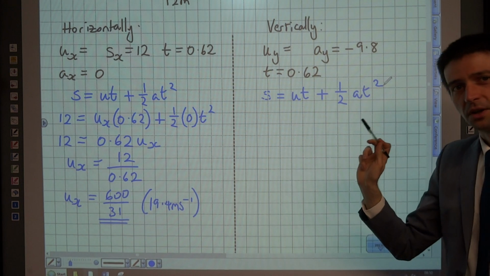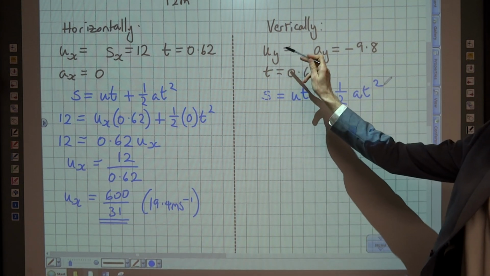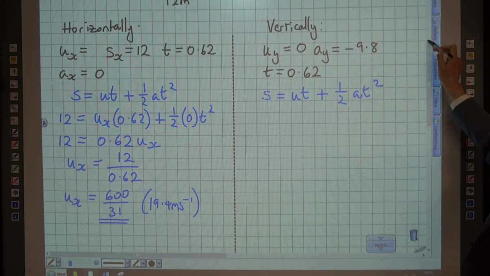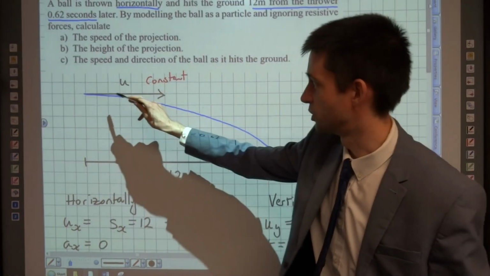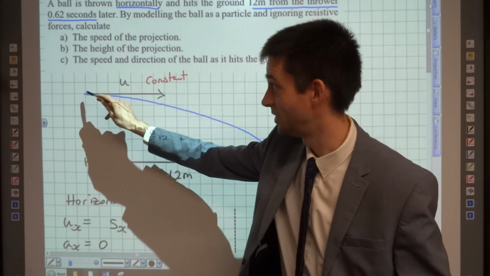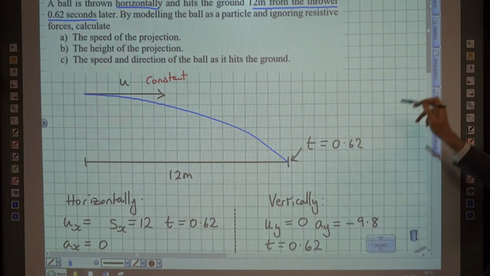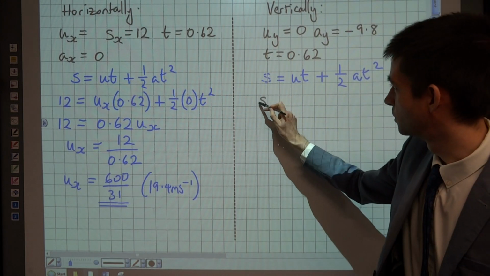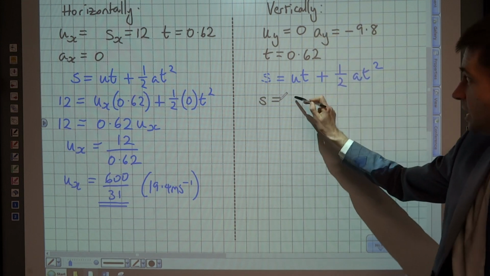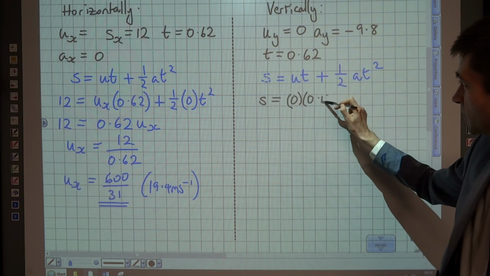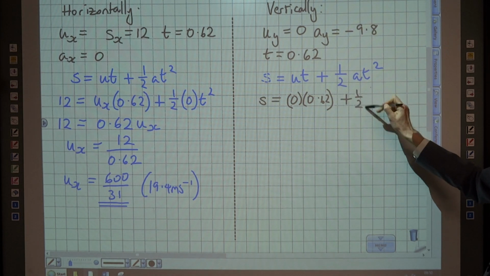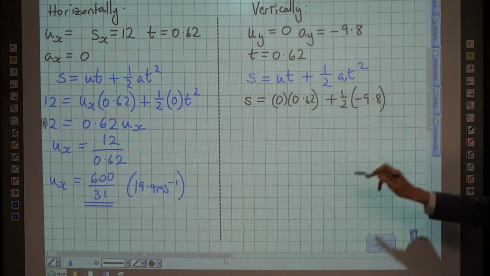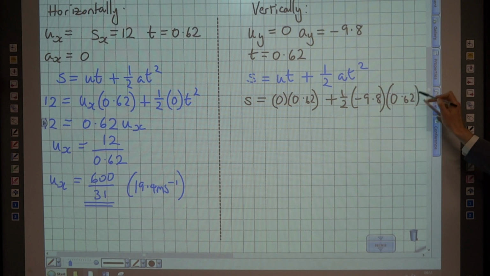I'm just going to correct something that I said earlier on. I said we didn't know the initial velocity in the vertical direction. We do. It's 0. Because the initial projection is purely horizontal, the vertical component of the velocity is 0, because it's only moving horizontally at the point of projection. So we can use uy equals 0 here. So S, which is what we're trying to find out, is equal to ut, so that's 0 multiplied by 0.62, plus a half acceleration due to gravity, which is negative 9.8, and then t squared, and t is 0.62.